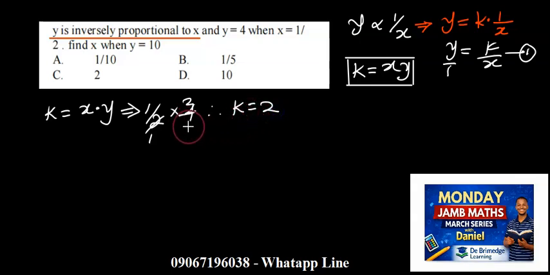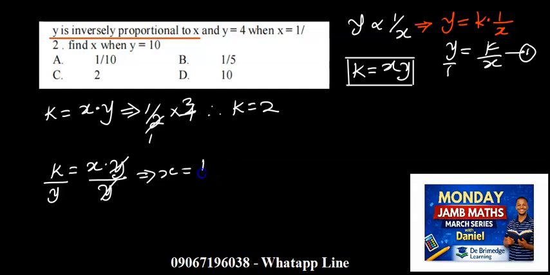So this is a constant. Now we've gotten this, we're going to use it to find the value of x. Remember that from our original equation, k is equal to x times y. Now we're looking to find x, so we're going to make x the subject of the formula. We divide both sides by the coefficient of x, which is y. So this goes off, and x is now equal to k over y.